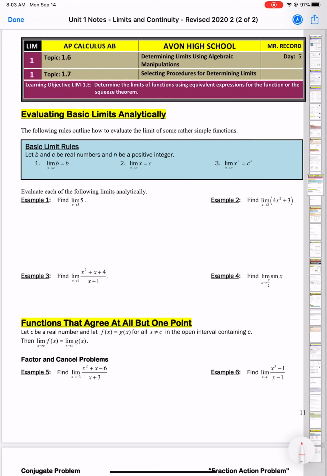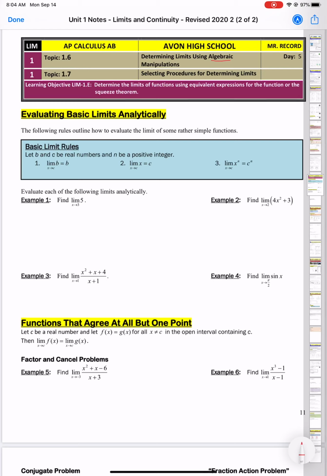So far with limits, we've worked with determining them from tables and from graphs. But there is a third way we can determine limits, and that is algebraically, just by using the function itself. So today we're going to look at topics 1.6 and 1.7, which is on determining limits using algebraic manipulation, and then also selecting a procedure for determining a limit.